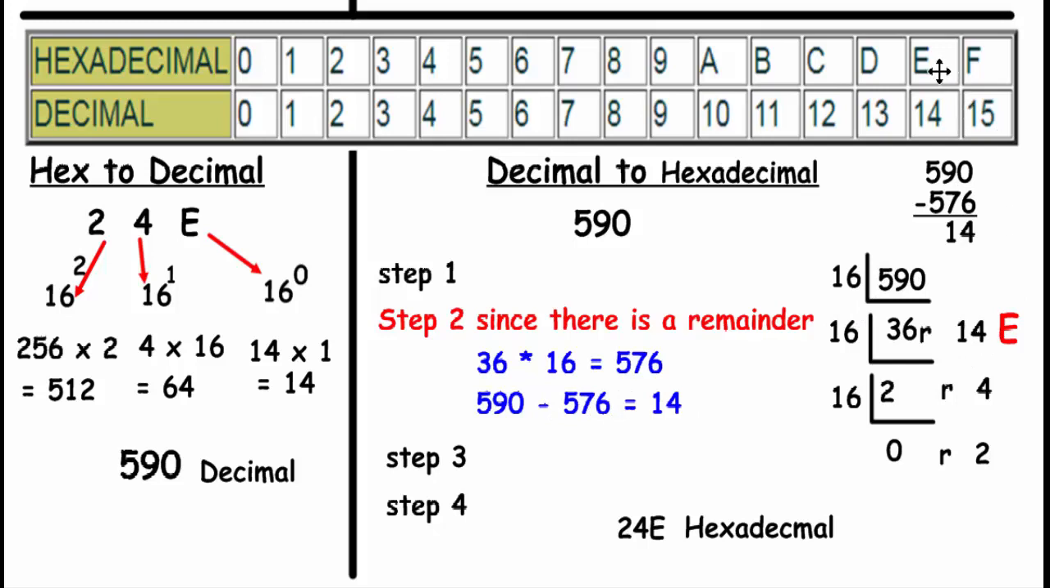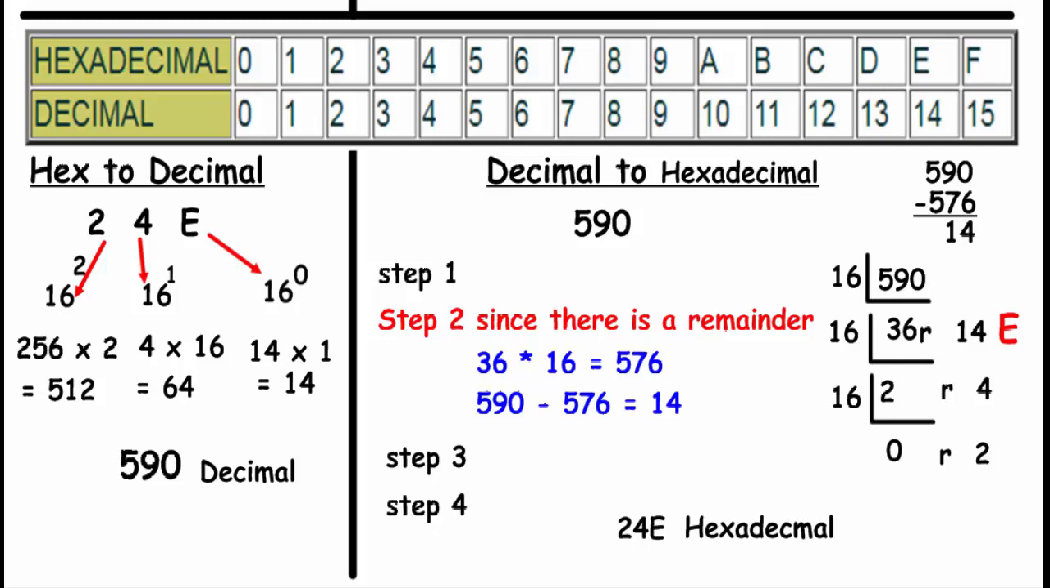Look carefully. It's an E. Okay, so I have the number 14, but we also have the E here. So you know what's going on. Okay, 16 goes into 36 how many times? Twice. And what's the remainder? Well, 2 times 16 is 32 with a remainder of 4. 16 goes into 2 how many times? 0 times with a remainder of 2. So our number is 24E, just what you see right here. 24E is the hexadecimal number.